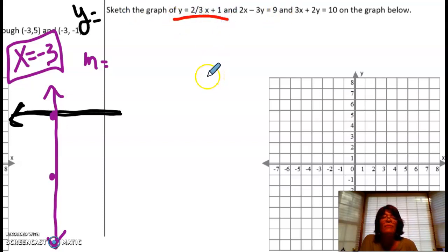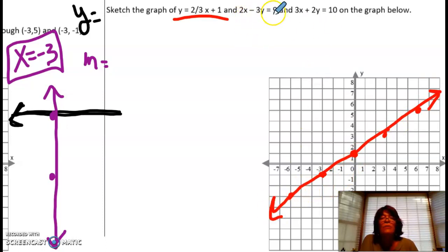This one's not bad. Hopefully you guys are familiar with graphing when it's in slope-intercept form. That's telling me to go through the y-intercept of 1. It's telling me my slope is 2/3, so I go up 2, right 3, up 2, right 3. Or I could use two negative moves. Negative 2 over negative 3 is still 2/3. Down 2 to the left 3, down 2 to the left 3. There's y equals 2/3 x plus 1.